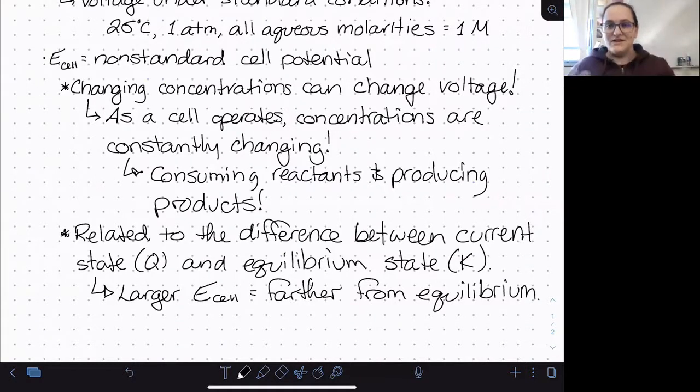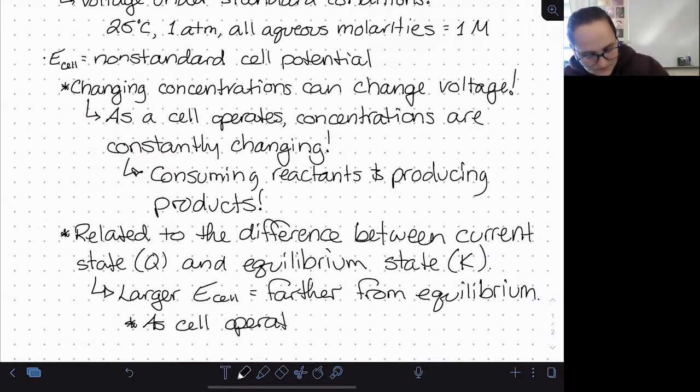So what this means is as a cell operates, its voltage is constantly decreasing. We know that reactions always proceed towards equilibrium. So no matter where you start from in an electrochemical cell, whether it be a standard or non-standard starting point, that voltage that's produced initially is the maximum you're ever going to get out of that cell. Because as soon as that cell starts to operate, it's getting closer and closer to equilibrium, which means that the difference between Q and K is getting smaller and smaller. So our potential is getting smaller and smaller as well. So as a cell operates, the voltage is constantly decreasing.